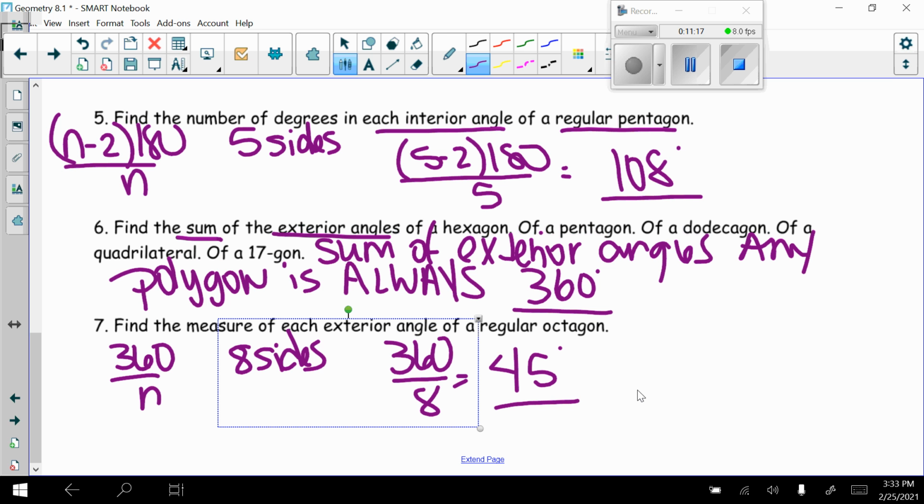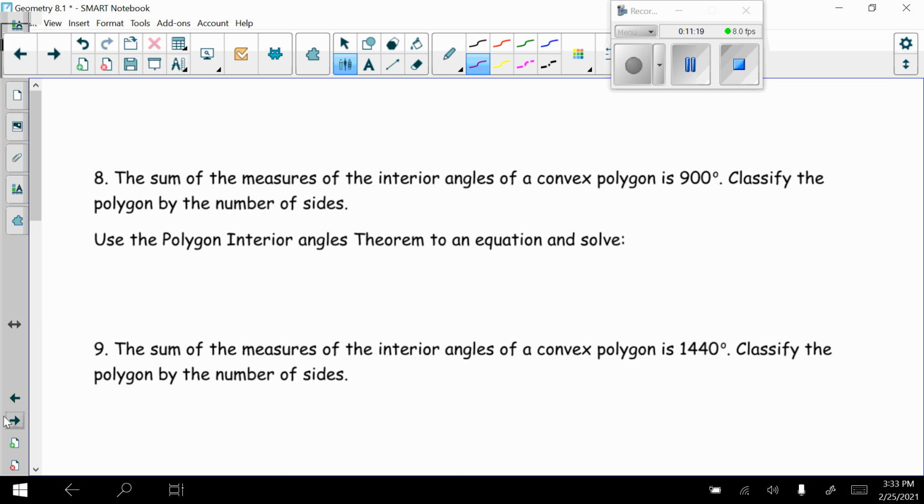Turn it over for the last of our examples. Number 8, the sum of the measures of the interior angles of a convex polygon is 900 degrees. Classify the polygon by the number of sides. It tells us we're going to use the polygon interior angles theorem to write an equation and solve. That theorem is n minus 2 times 180. That equals the sum of the interior angles, remember?